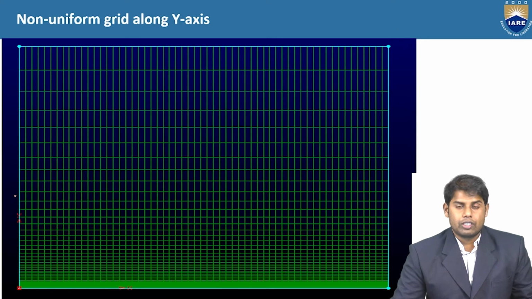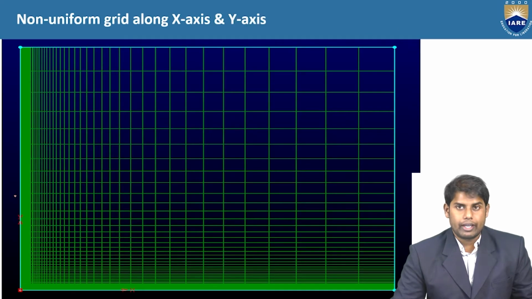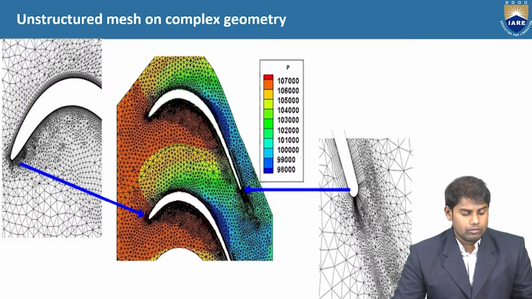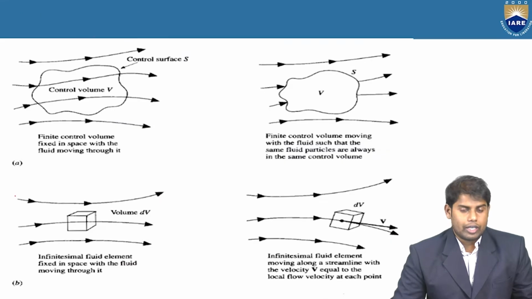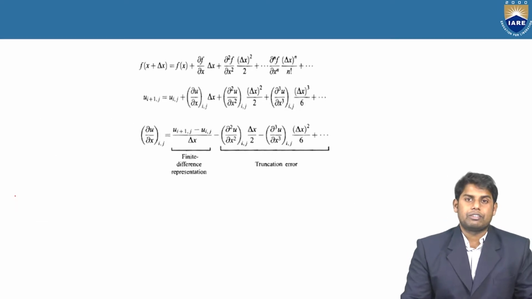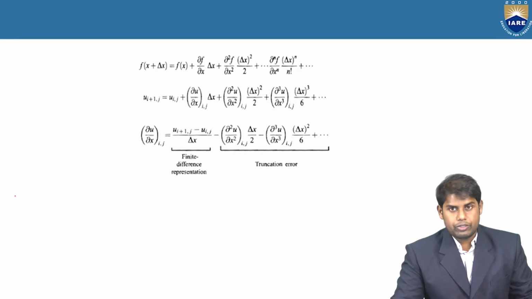We had seen non-uniform and uniform grids along both the x and y axes, coarse grid and finer grid, and unstructured mesh and its example, and types of fluid flow elements. Now we will see the finite difference method. I have already introduced it. So what is the finite difference method?